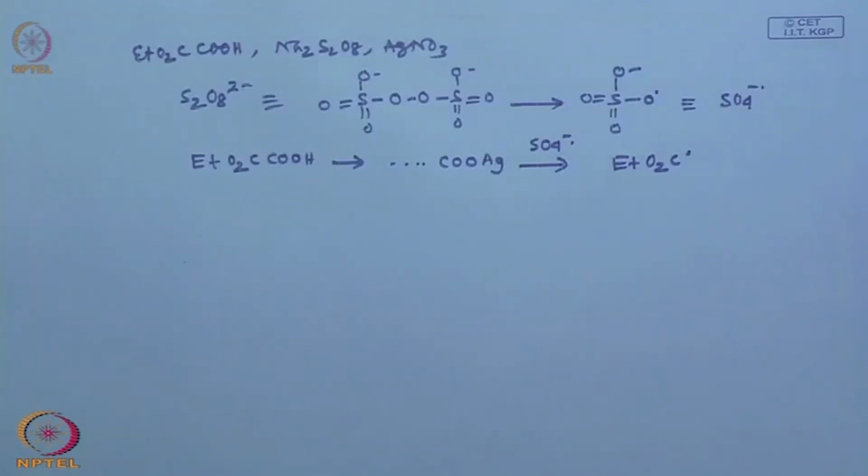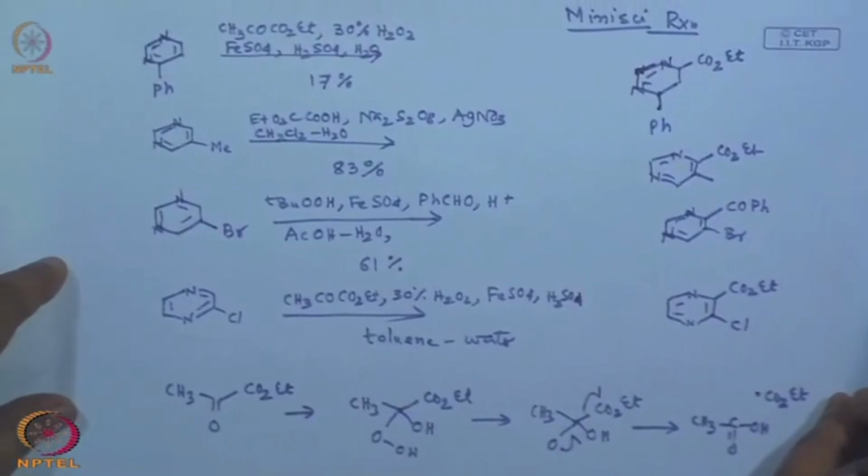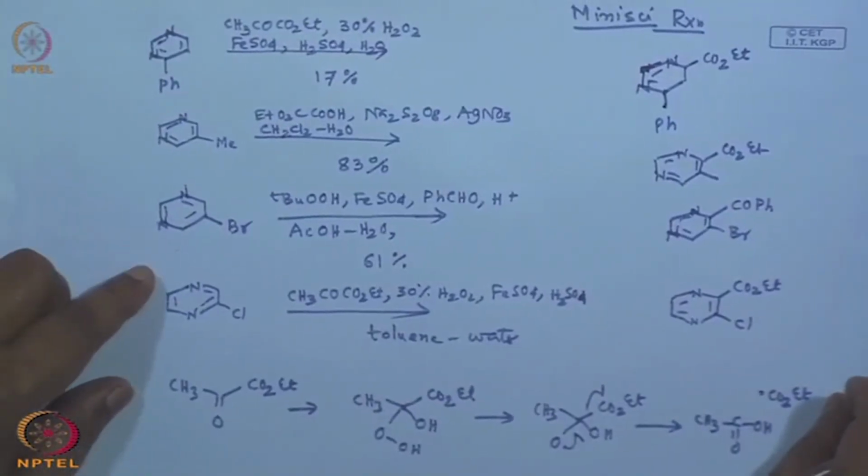Okay. So, once you have the ester radical, then you know the product. This ester radical would add to the alpha position of the nitrogen. Then let us say I will come back to this, let us look at one more, the third example. What is the third example?